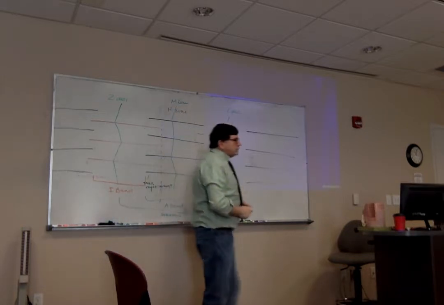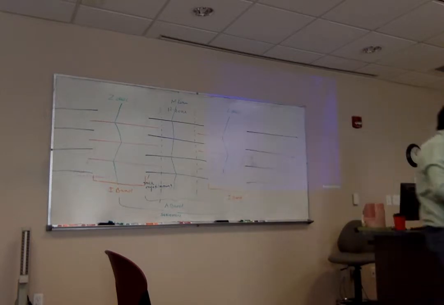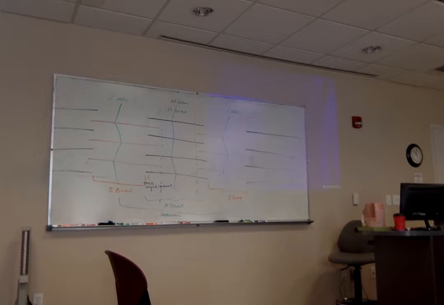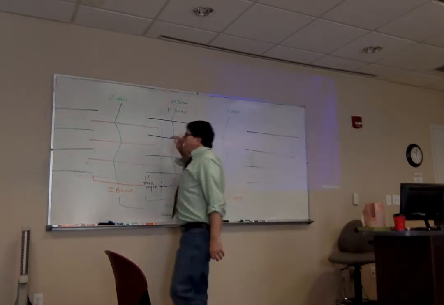So the H zone is the central portion of the dark band, or the A band, that contains only thick filaments, no overlapping thin filaments. And at the center of the H zone, of course, is your M line.